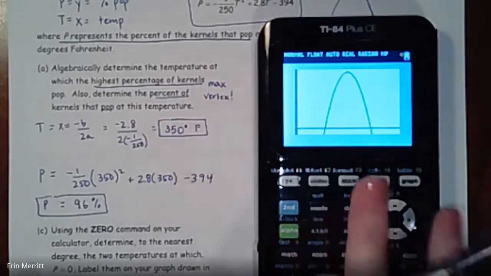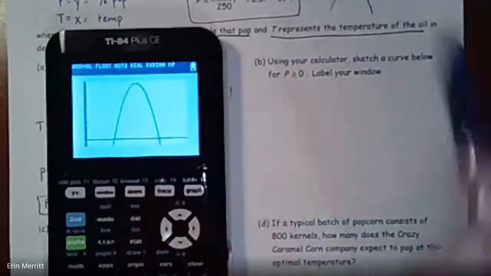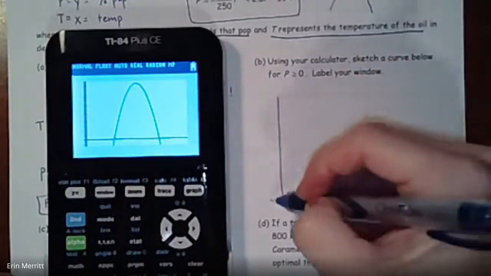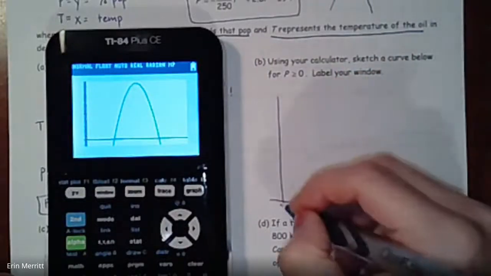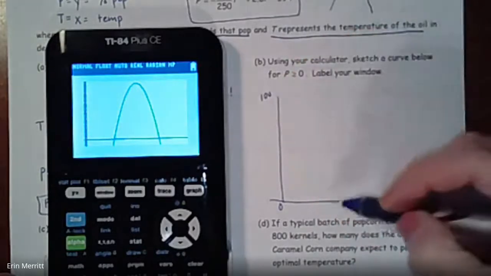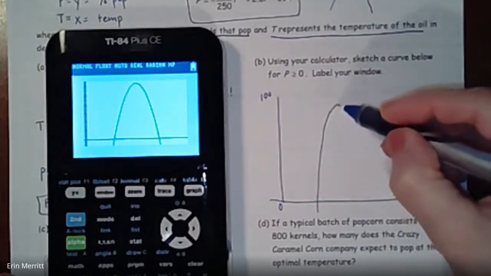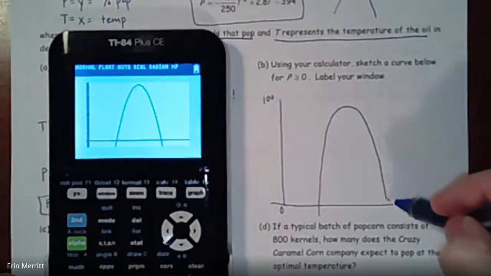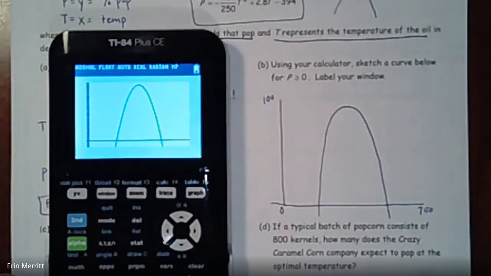There we go. Now we can kind of see what's happening here. Right? So your sketch does not have to be perfect. Give the general idea. Mine went from 0 to 700 and 0 to 100. And then it's kind of looking like this here in the middle. All right, there we go.